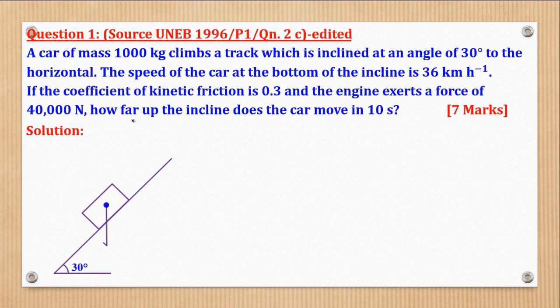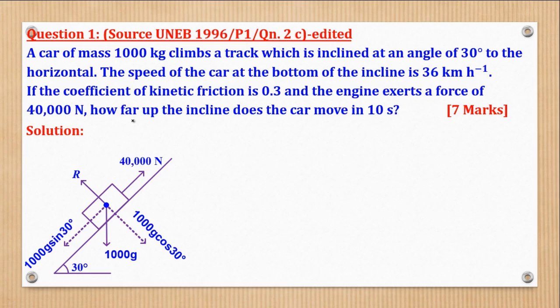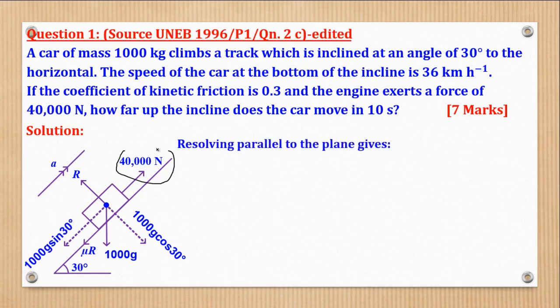Weight will always be vertically downwards, then the component parallel to the plane will always have sine, perpendicular to the plane will always have cos, normal reaction, then there is a force pulling. That means the particle moves upward. And there is the friction, which opposes motion. Therefore, we shall resolve parallel to the plane. It will be this minus these two equal to ma. So we shall come and write that.